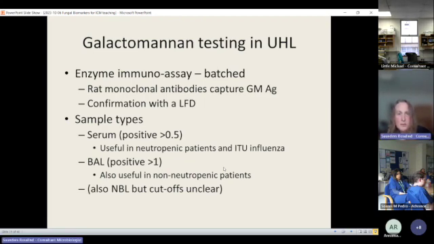The serum galactomannan is useful in the haematology population and in serious influenza, kind of ECMO level influenza particularly. In many other patients, you would get a negative. The bronch is more useful even in non-neutropenic patients. And then for the sake of completeness, in COVID at the Glenfield, we did a lot of non-directed bronchoalveolar lavages. So formally the test isn't validated for that, but the guidance for COVID-associated pulmonary aspergillosis did have some use of NBLs to interpret, because it wasn't always possible to do a full bronch.